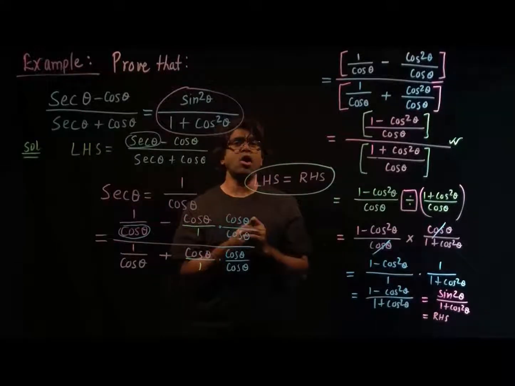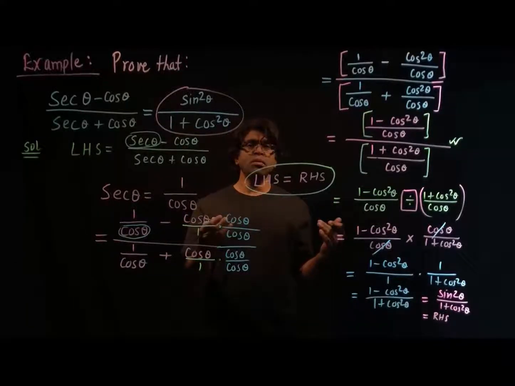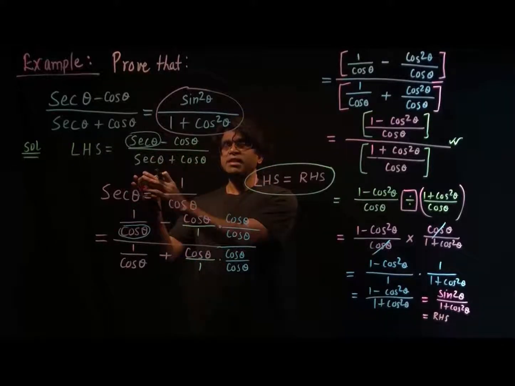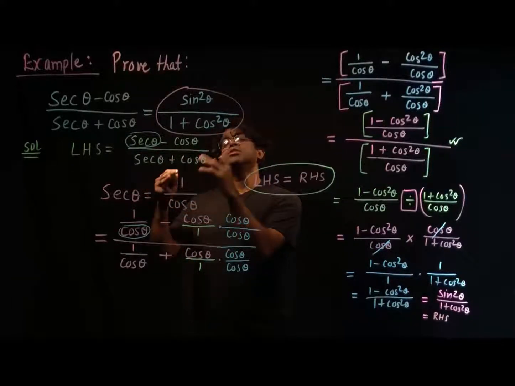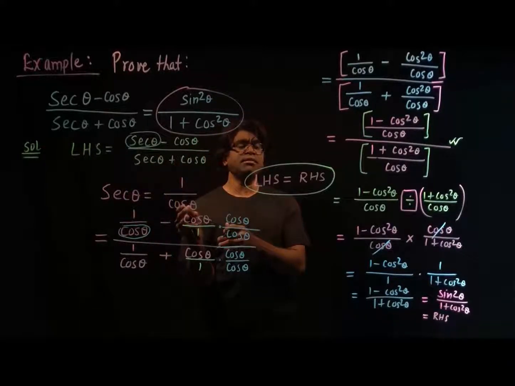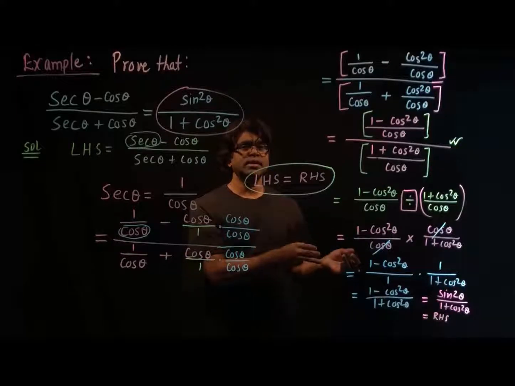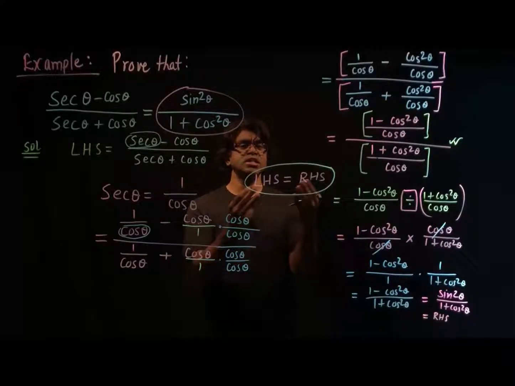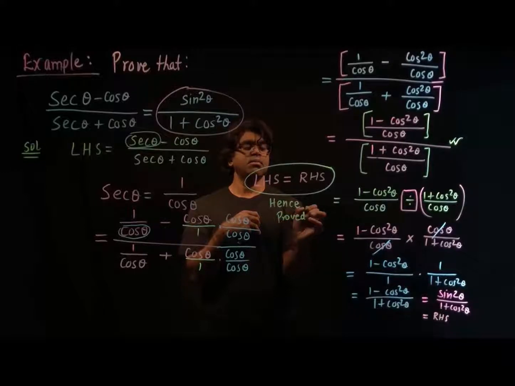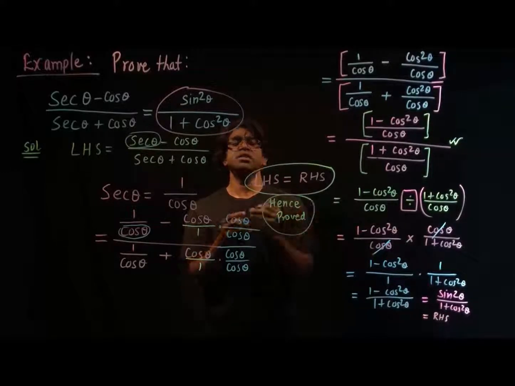This is how we will prove any trigonometric identity: starting with the left hand side, taking the left hand side and converting it to the right hand side. In that way the left hand side is equal to the right hand side, and we can say hence proved, because we proved that the left hand side is equal to the right hand side.